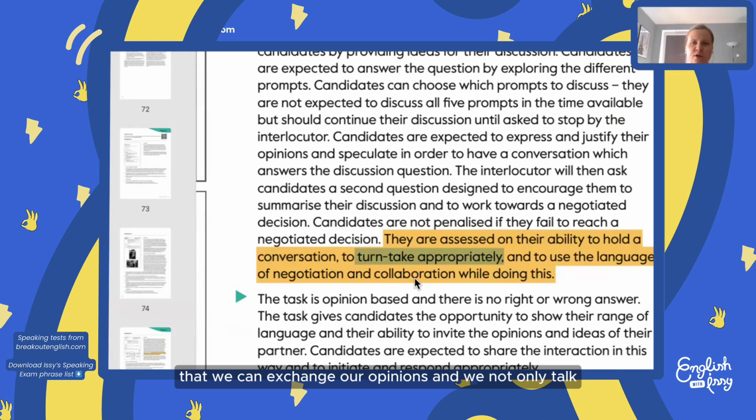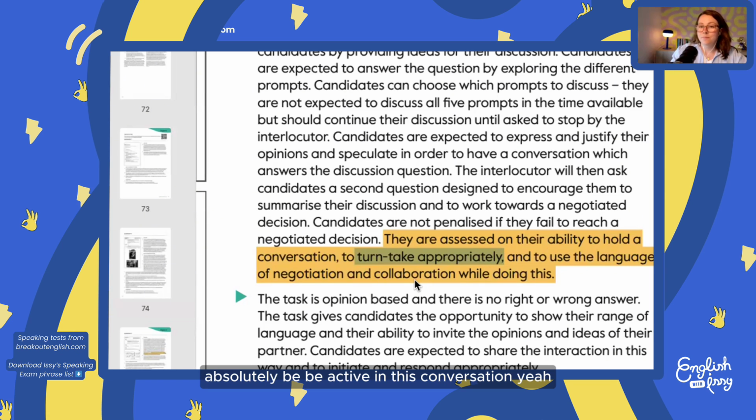That we can exchange our opinions, and we not only talk, but we also listen and ask questions. Absolutely. Be active in this conversation. Yeah, it needs to be a balanced conversation, not one person who's doing all the speaking and one person who's not saying anything at all. And then use the language of negotiation and collaboration, which we're going to have a look at more in the second part of speaking part 3.